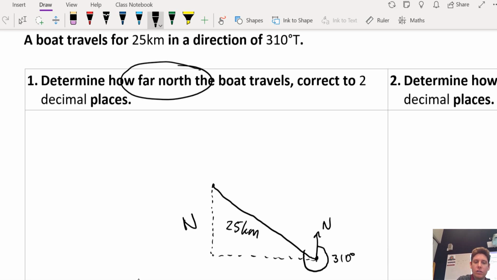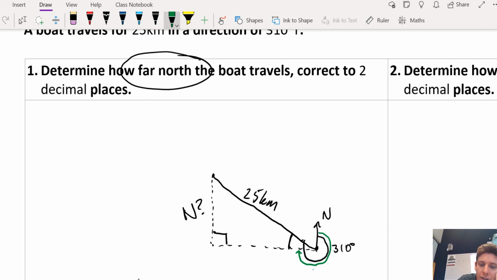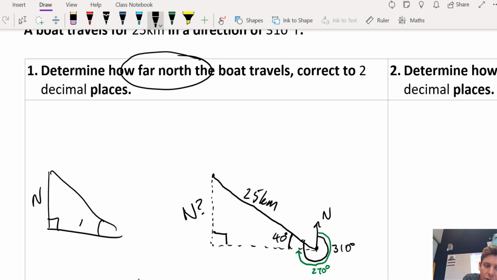So we've got a right angle triangle. What could this angle be in here? To get here, 270. So I would do 310 take 270. We can solve it because we have an angle and we have a hypotenuse, and we want what's that side compared to 40? Opposite. So we're using sine, opposite, and hypotenuse.